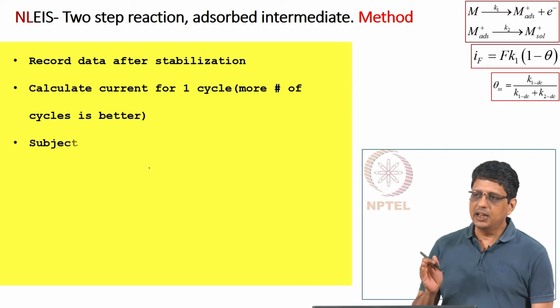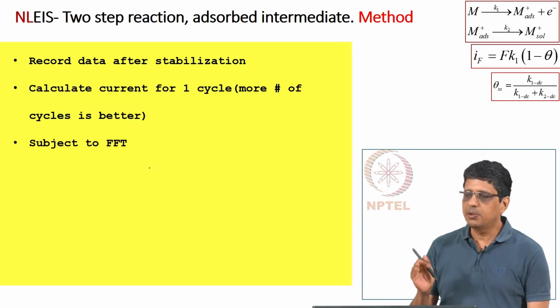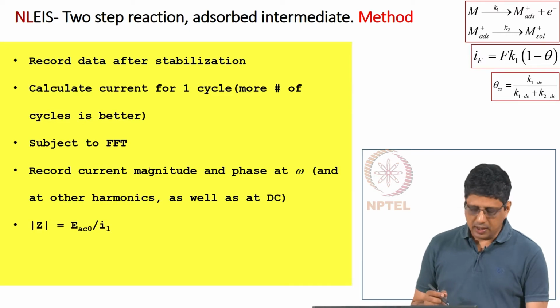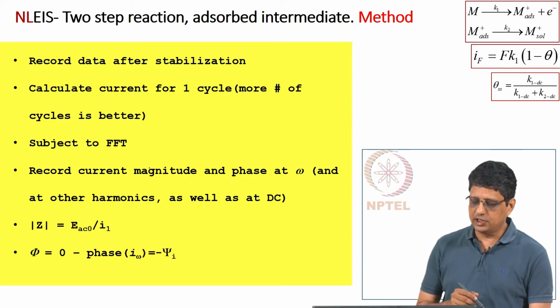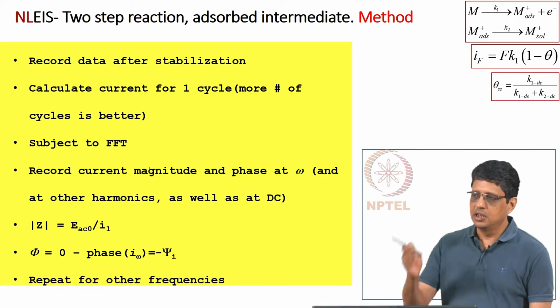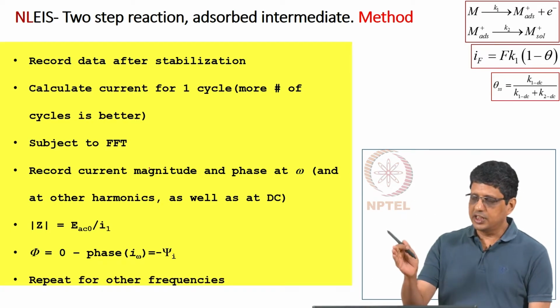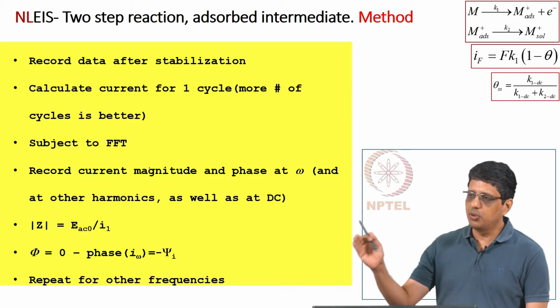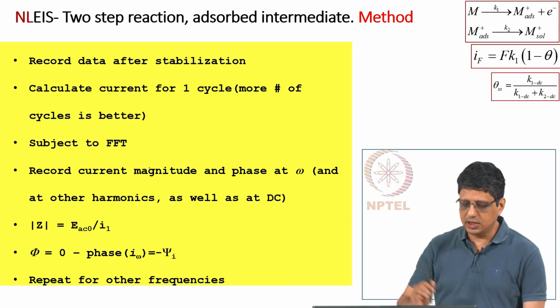We will calculate the current at least for one cycle, it is probably better to do it for many more cycles, okay, and then subject the current to Fourier transform. Once you subject the current to Fourier transform, you will get a Fourier series, constant coefficient, coefficient corresponding to sin omega t, magnitude and phase for sin omega t, magnitude and phase for 2 omega, magnitude and phase for 3 omega and so on.